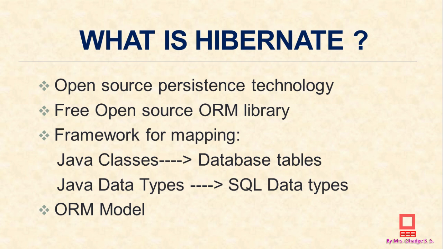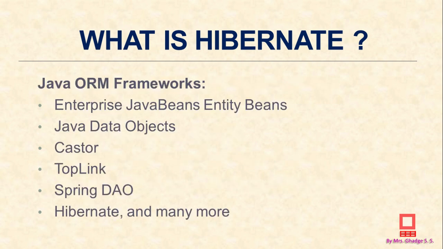Such a type of mapping is possible with the help of ORM, that is object relational mapping, and Hibernate is one such framework which provides this type of mapping. So basically Hibernate is the one which provides the ORM model. Let us see how it works.